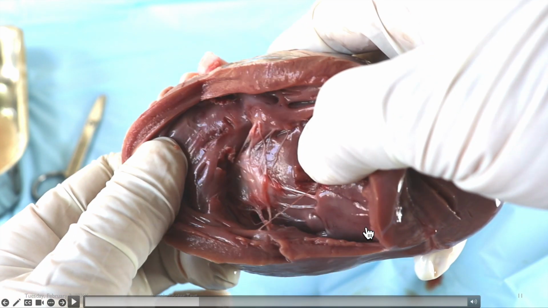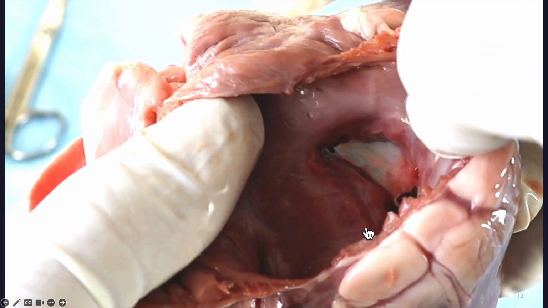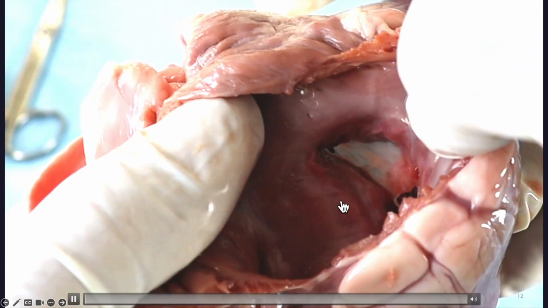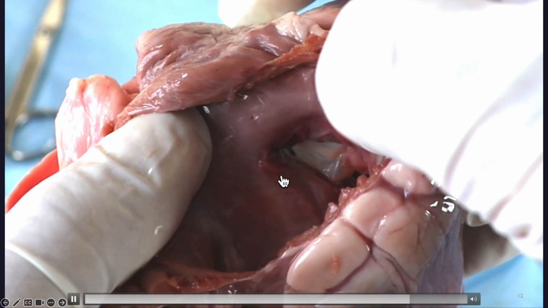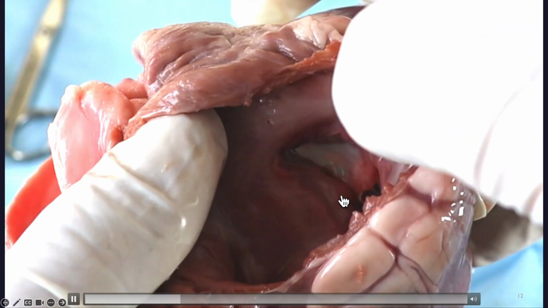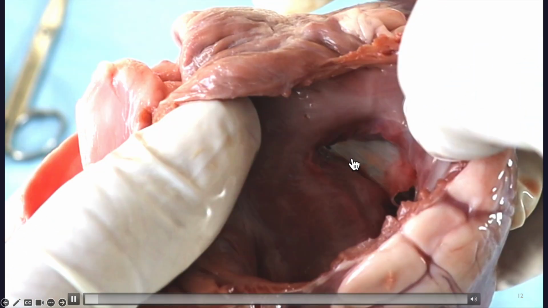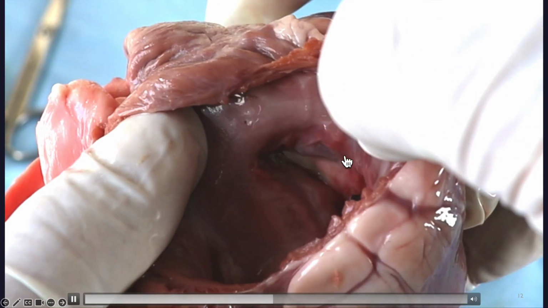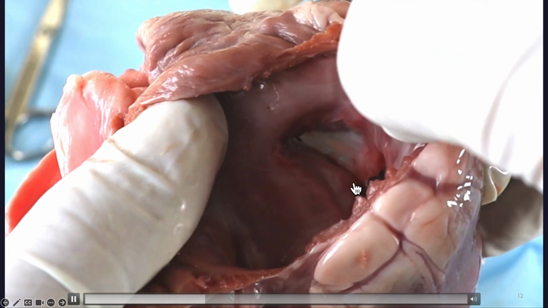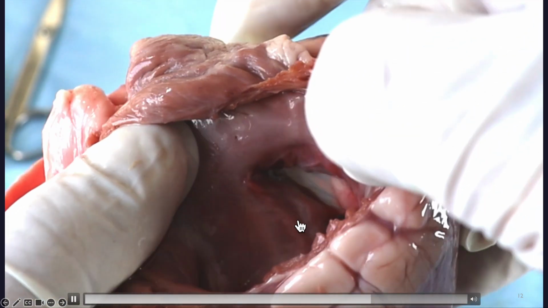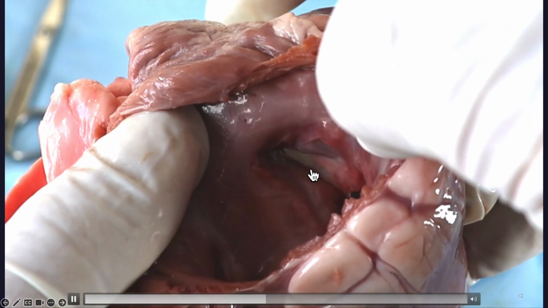Now going ahead with the anatomy, let's see the other valves. Now this is a dissection from the atrial side. You can see this is the ring, and this is the right atrium, and you can see this is the large anterior leaflet, and that one is the septal leaflet, and this is the annulus, as you can see.